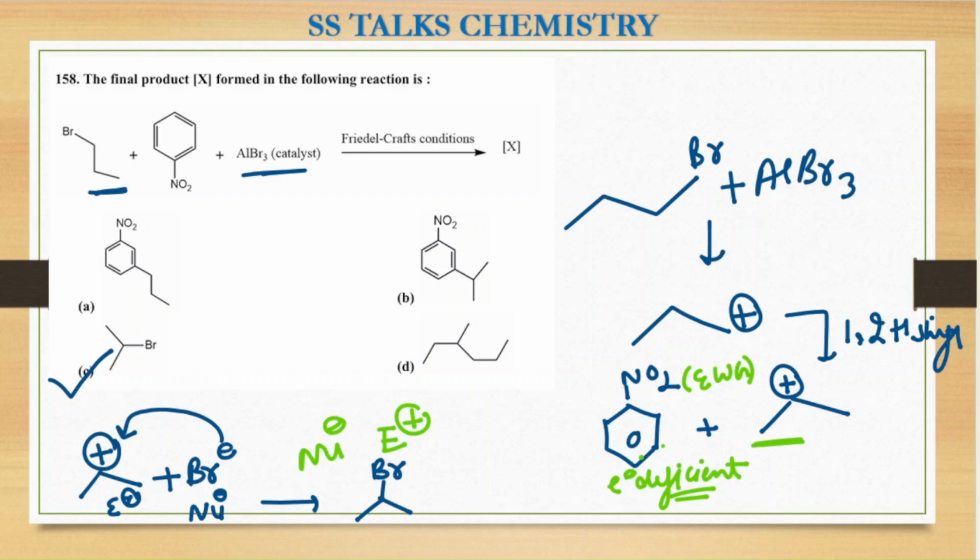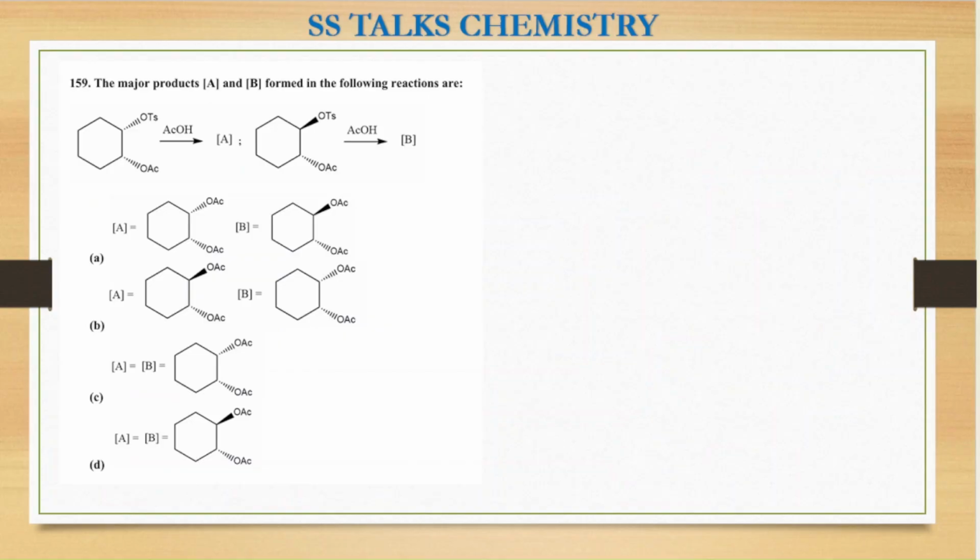Okay, so now let us move on to the next one, that is this. The major products A and B formed in the following reactions. So this is X, you can say. This X1, firstly let us draw it into the chair conformation. That will be like this. Here the OTS group is in the downward direction, that I am drawing over here. And the OAC group is also in the downward direction, that is this one.